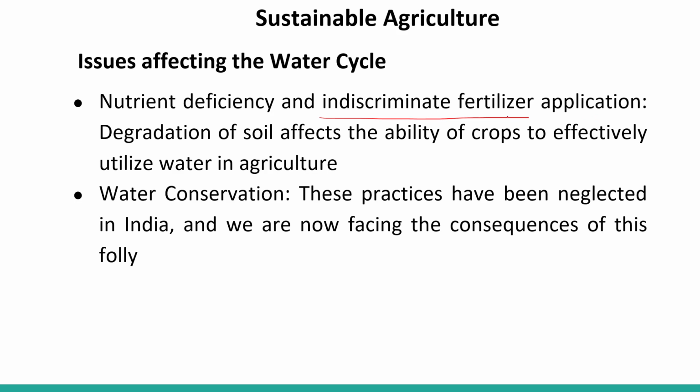Nutrient deficiency and indiscriminate fertilizer application. So this is another point that is affecting the water cycle. Degradation of soil affects the ability of crop to effectively utilize water in the agriculture. So if the quality of the soil gets affected, then the crop will not utilize the water from the soil in a proper way.